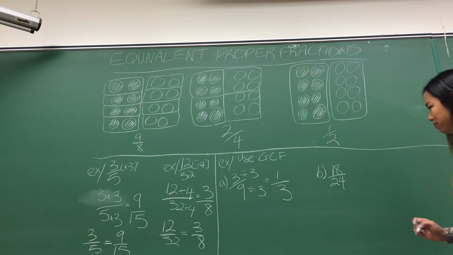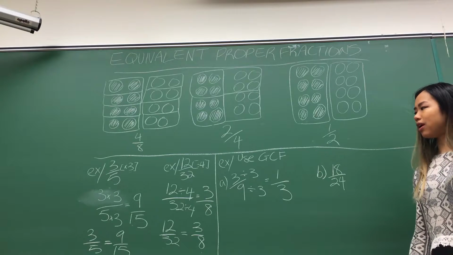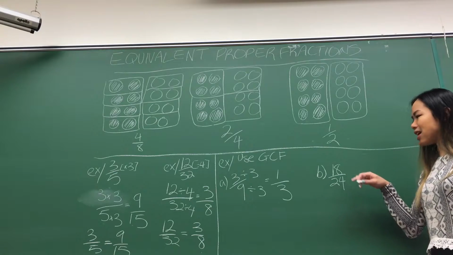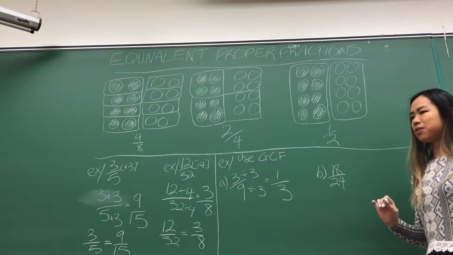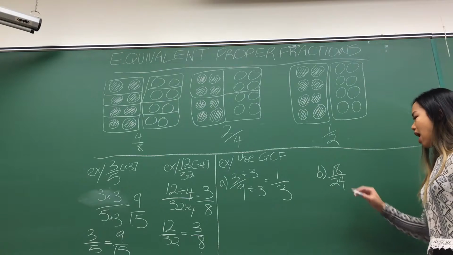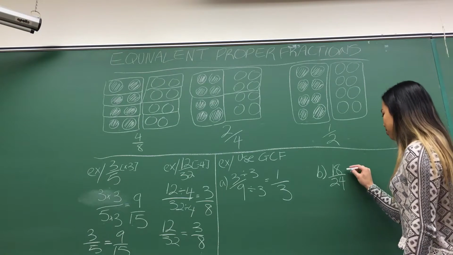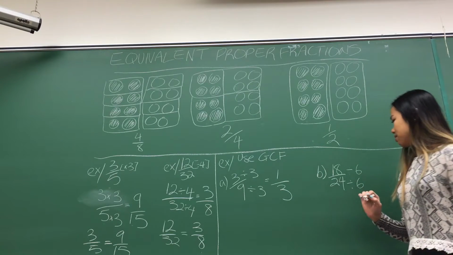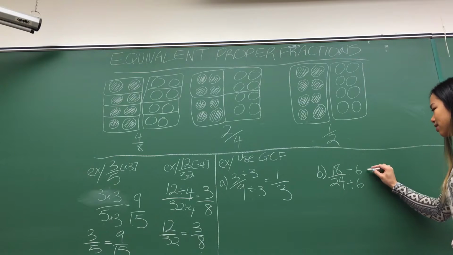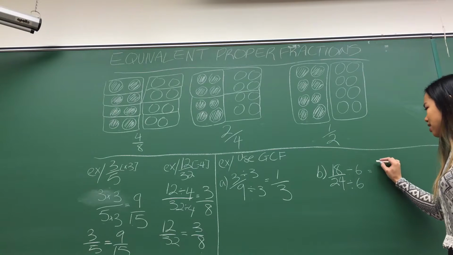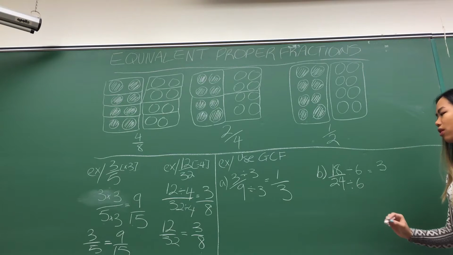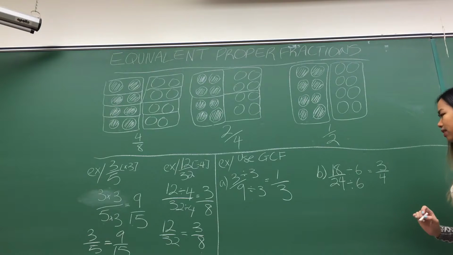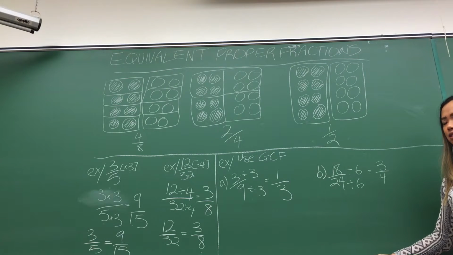Okay, one more example. We've got 18 over 24. I have to find the greatest common factor of this. Okay, so yes, I could divide this by 2 and that by 2, but that's not the greatest one. I can actually do this by 6, and that will give me my greatest one. Because 18 divided by 6 can be done, and that's 3. And then 24 divided by 6 is 4. So we got 18 over 24 is the same thing as 3 over 4.